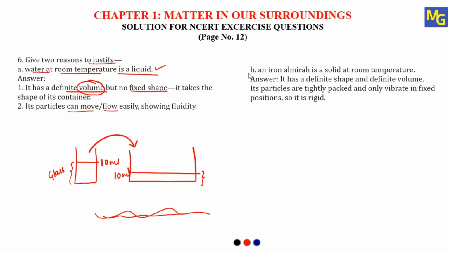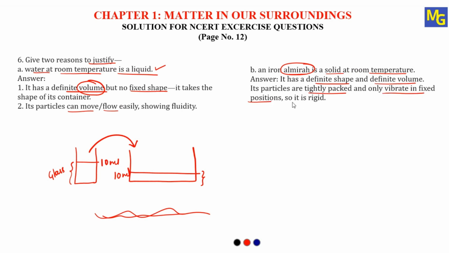The B statement is, an iron almirah is a solid at room temperature. Almirah is nothing but the iron cupboard which is used to keep things. So the answer is, if you see an almirah, it has a definite, fixed shape and definite volume. Second, its particles are tightly packed. Unlike water, an iron almirah cannot flow. So the particles are tightly packed. There is no intermolecular space in this iron, and the particles only vibrate in a fixed position.